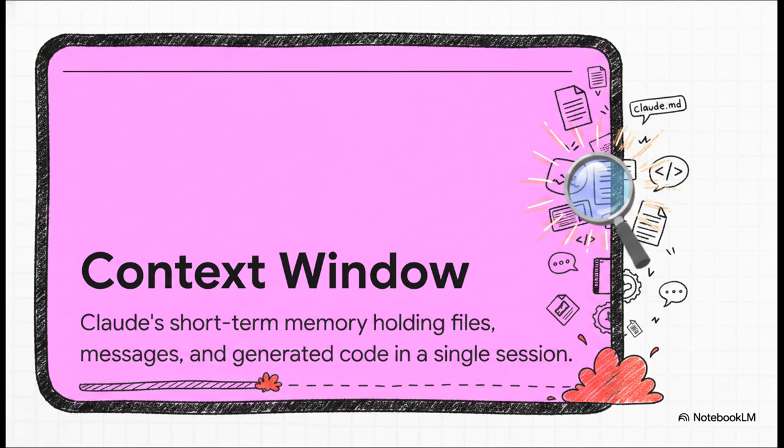Well, it all comes down to the context window. Think of this as Claude's short-term memory, and it has a very strict limit. Every file it reads, every prompt you type, every single line of code generated, it all eats up space in this window. And if it gets too full, you run into something called context rot, which is where Claude basically starts forgetting your earlier instructions and starts making silly mistakes.